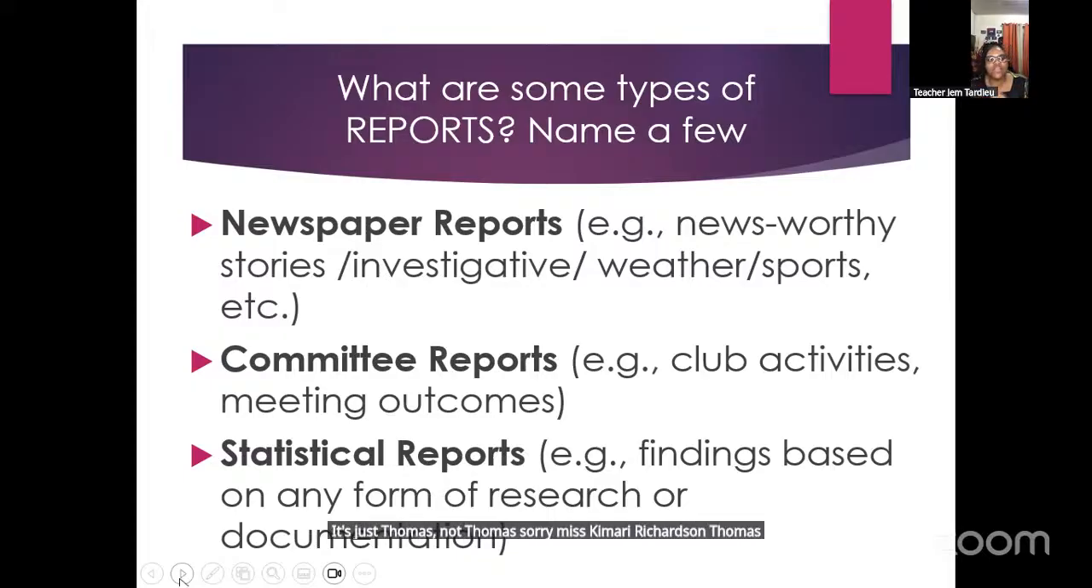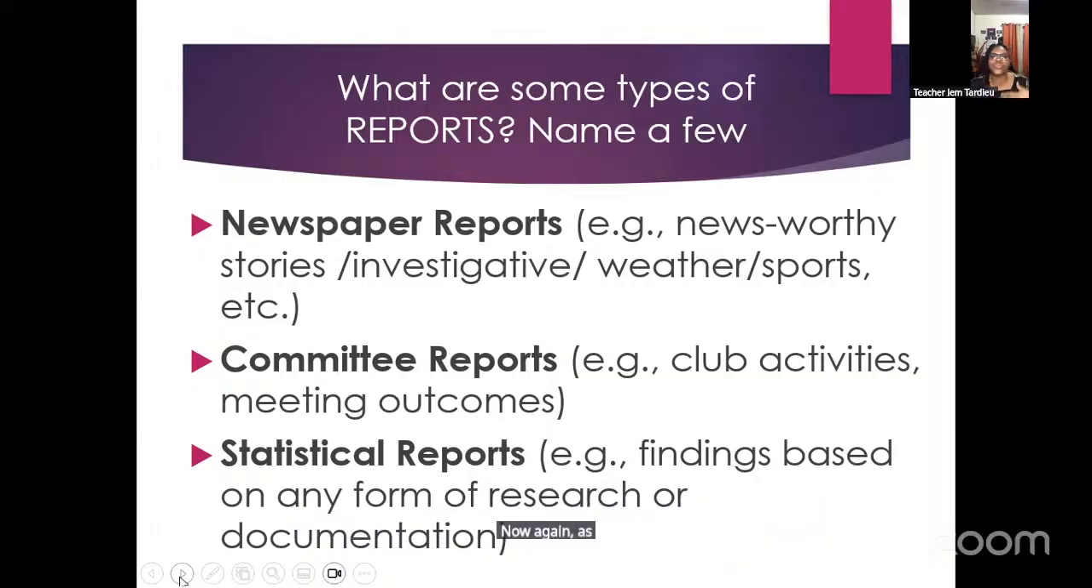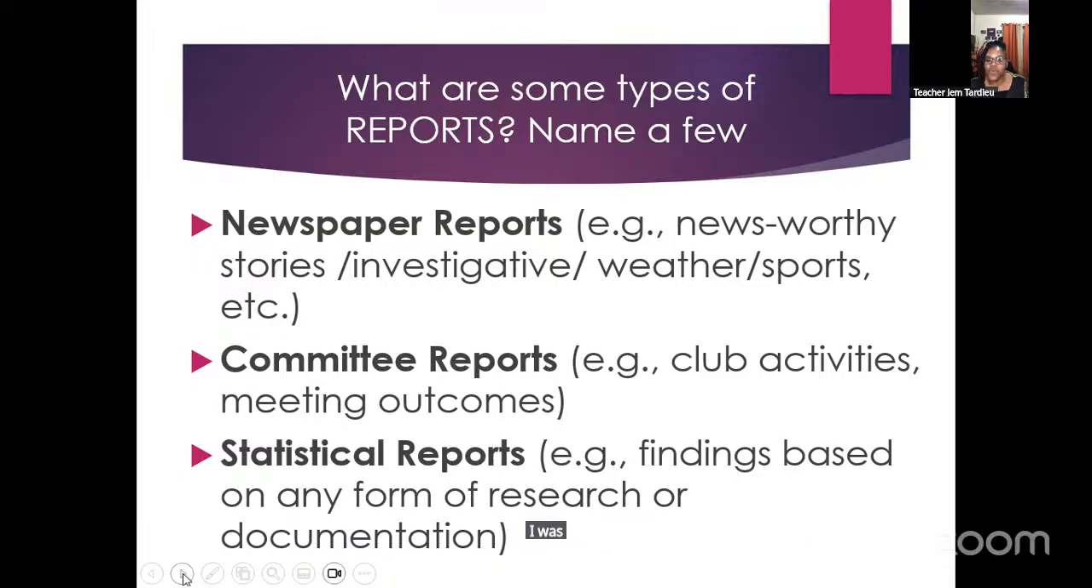So Miss Thomas will be dealing with statistical reports tomorrow, just in case CXC decides to bring it. Now again, as I mentioned, we don't know what CXC will bring. Therefore, we are giving you a variety of the styles, so that when it comes, you say, okay, I remember we had a session, I was able to recall the format, I'm able to write a paragraph, 2 paragraphs, 3 paragraphs. I know what they want me to do.